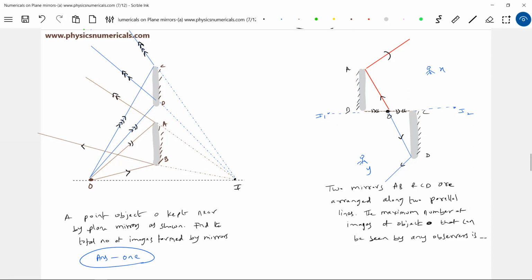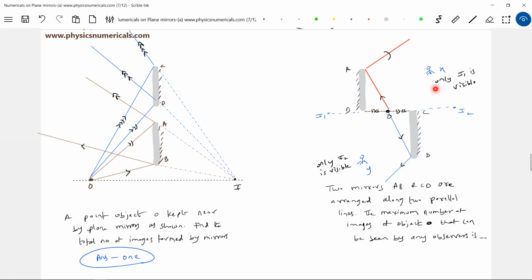Let me write that as comments. Only I1 is visible. What about here? Only I2 is visible. Got the idea? Because this person Y is present in the field of view of this mirror, you will see the image of only this mirror. This person X is present in the field of view of this mirror only, so you'll see only image I1.